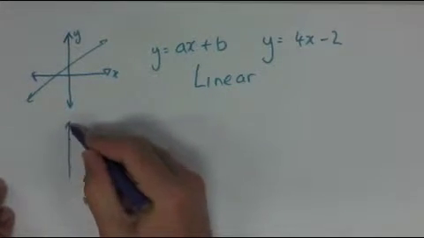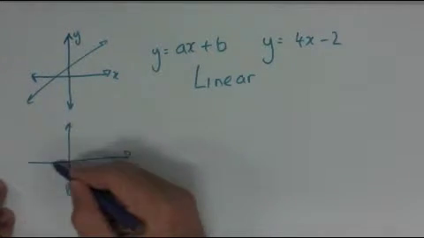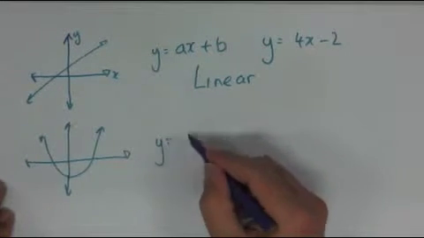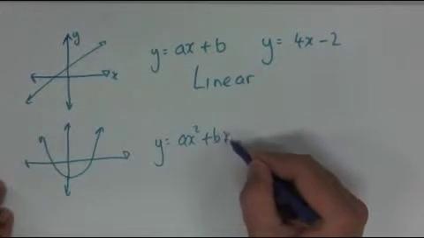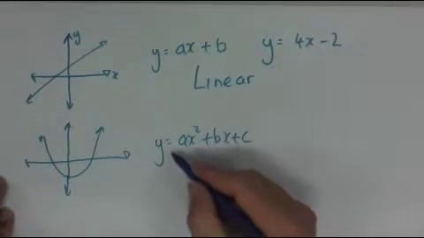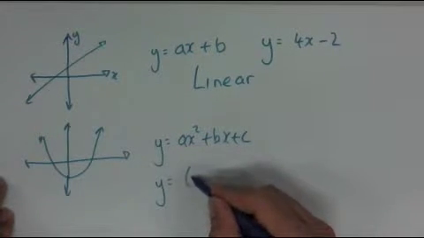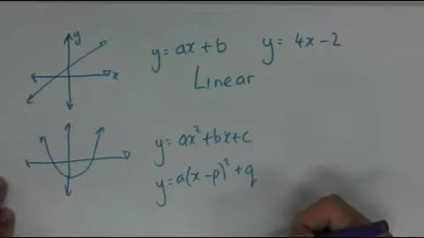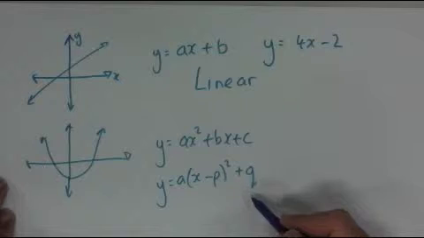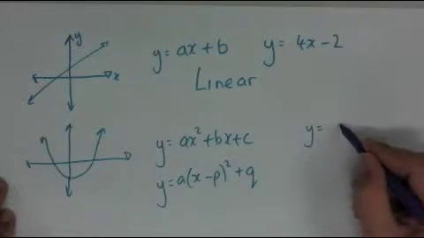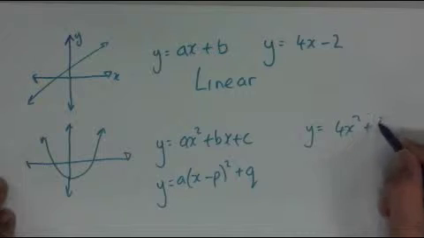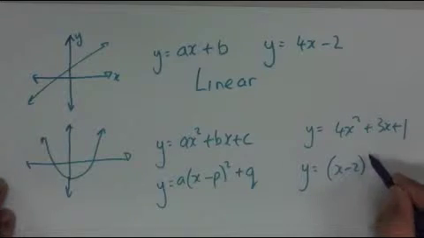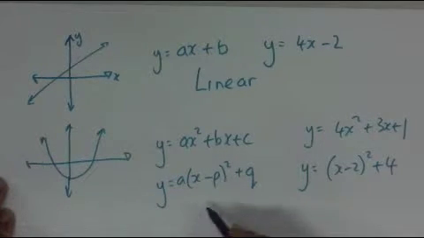Second function that we're going to look at is the quadratic function. And that can be many different forms. That could be y is equal to ax squared plus bx plus c, or it might also be y is equal to a(x take p) all squared plus q. That is the completed square or turning point form. And so examples of those would be things like y is equal to 4x squared plus 3x plus 1, or y is equal to (x take 2) all squared plus 4. And this is the quadratic function.